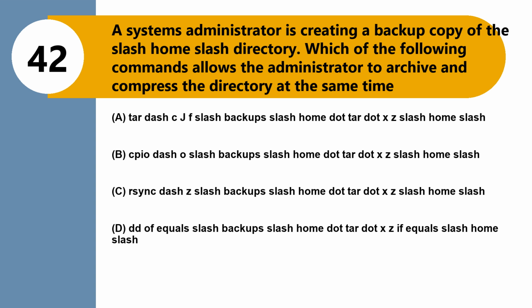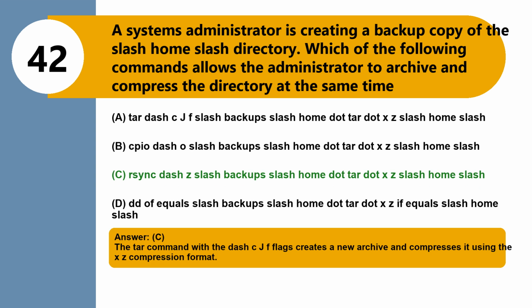The correct answer is option C, rsync -c /backup/home.tar.xz /home/. The tar command with the -cjf flags creates a new archive and compresses it using the xz compression format.